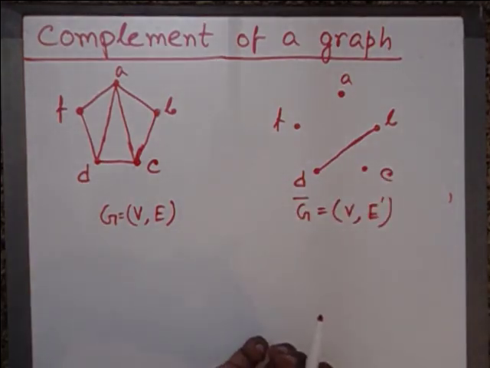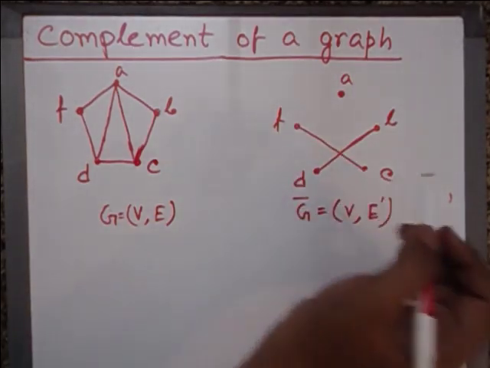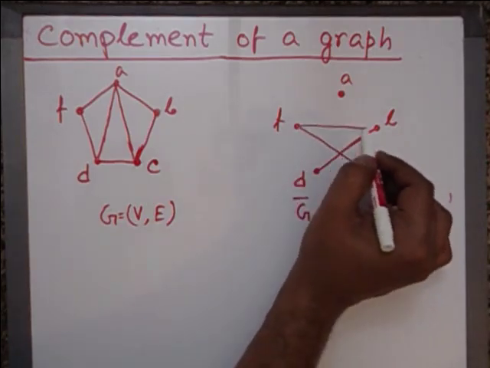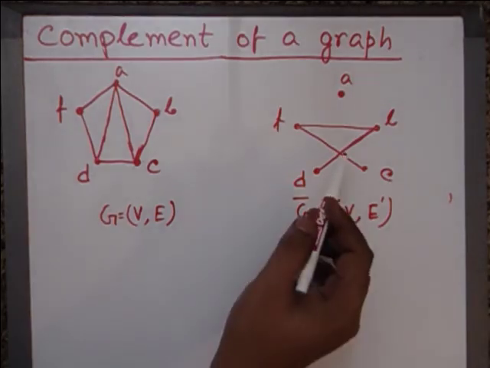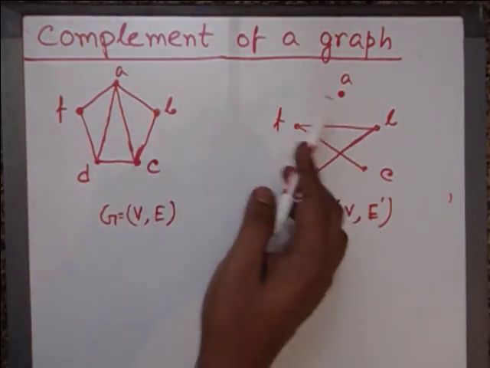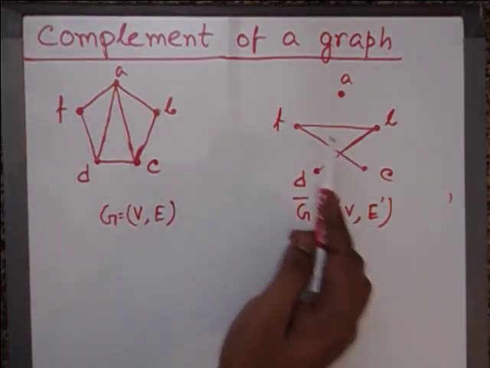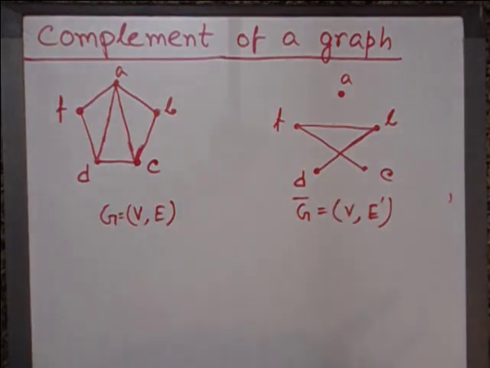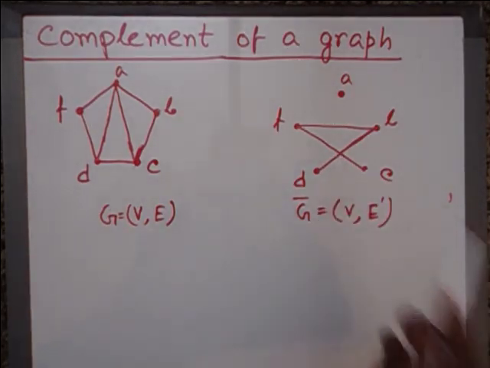So if you look at all these pairs, you will see that the complement graph looks like this. These 3 edges were not present in the original, and all these other pairs were adjacent in the original. So in the complement graph, these are the only 3 edges. Again, this is not a vertex, this is just a crossing over.